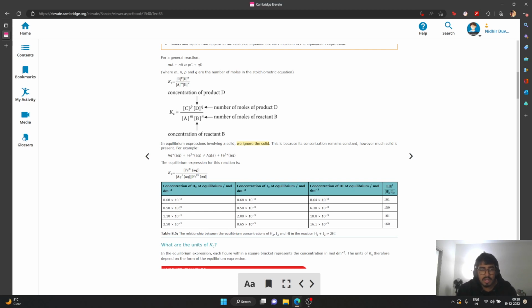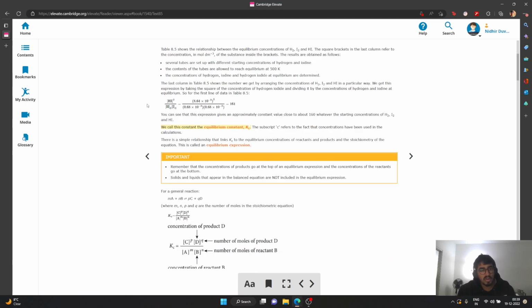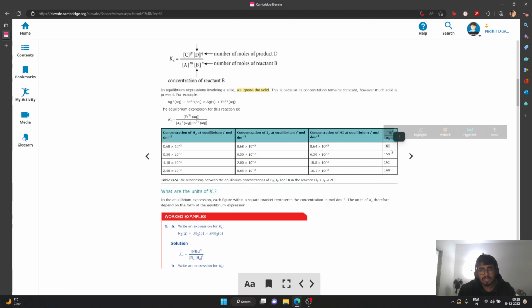0.86764. Similarly, if they started with 0.5, then the concentrations were this. Then they had different concentrations at equilibrium for H2 and I2, and the final concentration was this. In each of these cases, if we find this ratio, HI squared by the H2 and I2 concentration, then you'll always get the number 161. So this is the idea. 161, 159, 161, 161.